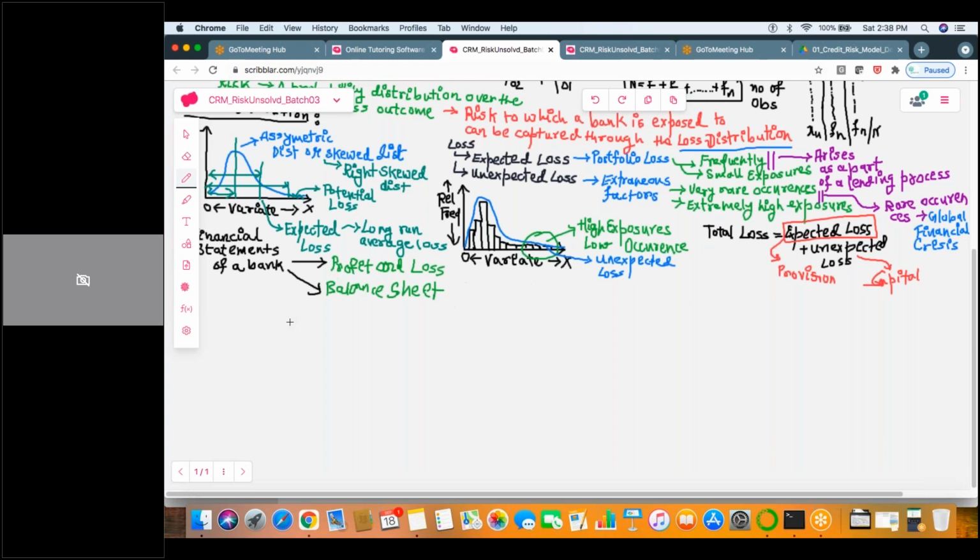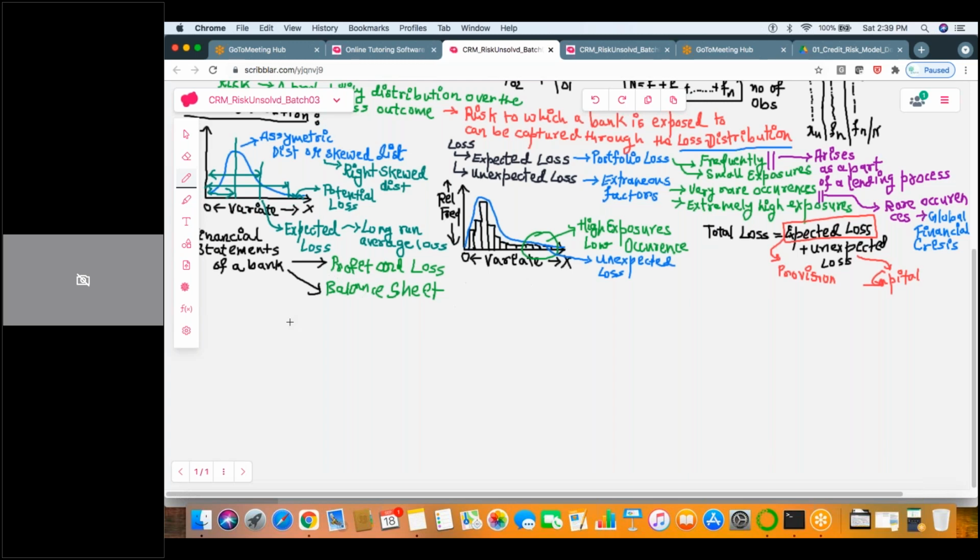What we did was identify the idea of the loss distribution: how exactly a loss distribution would work out, what the components of the loss distribution are, and why the loss distribution is stretched, I mean skewed, towards the right hand side. And then we spoke about the concept of the total loss.